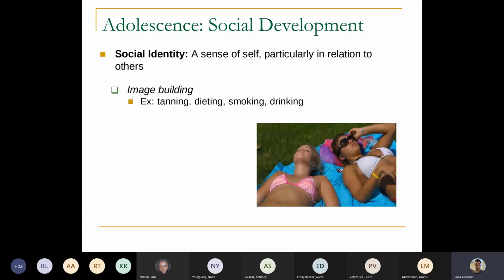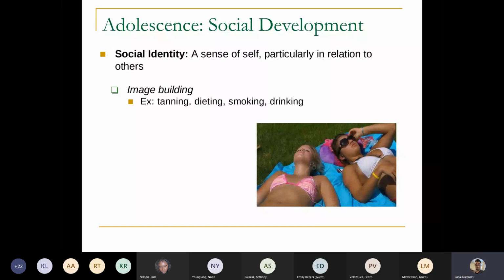Okay. But you'll notice that all of these image building type of strategies could have some negative consequences to the self. Right? Tanning certainly may increase the likelihood of developing skin cancer. Dieting, although very healthy, if it's in the hands of a teenage girl who may be showing some symptoms associated with eating disorders, that may not be very healthy. And smoking and drinking have negative consequences to the self that I'm not going to belabor the point.